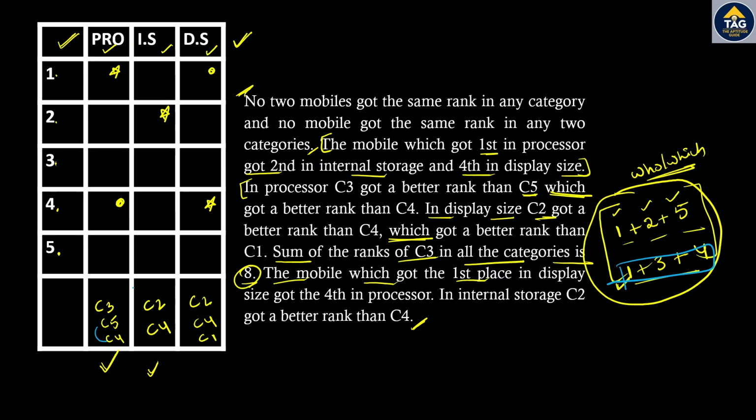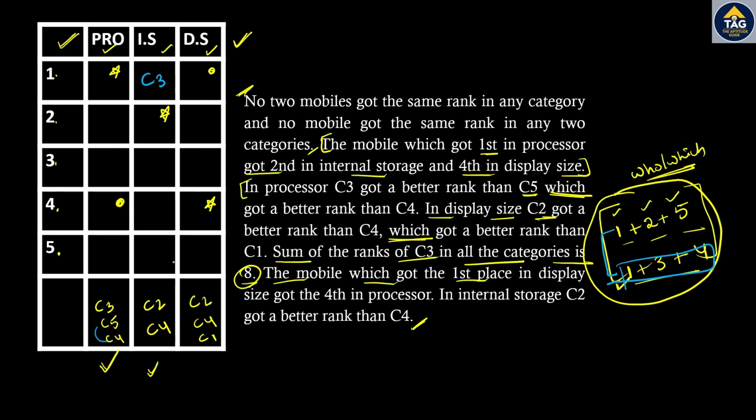C5 and C4. So if you fix C3 here, that violates this condition. So we can conclude that C3 cannot get first rank in processor, and C3 cannot get first rank in display size either. But C3 should get first rank in one of the entities based on this information. So that's obvious, C3 should get first rank in internal storage.